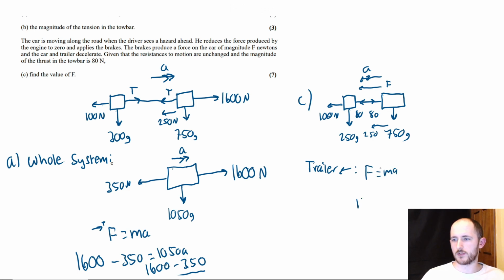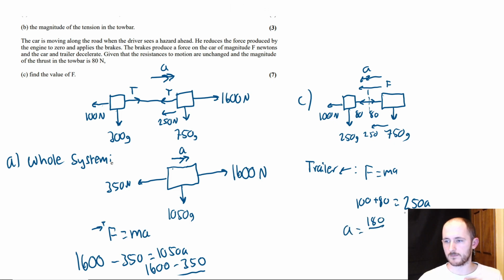That means we have 100 newtons plus 80 newtons is equal to, and the reason why it's plus is because, again, they're acting in the same direction. Okay, so you can basically split this down the middle like this. Equals mass, which is 250 times A. There you go, and we're basically done, right? We're done straight away. 180 over 250. Which is 0.6, actually.